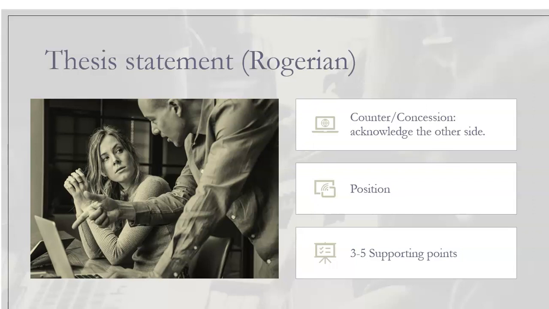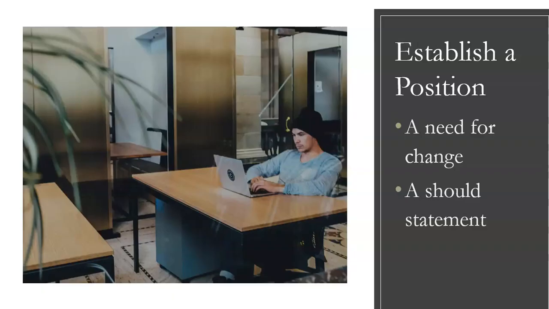The counter or the concession is just that acknowledging of the other side. Your position in this case that I'm discussing, it's the position that a change is needed. So you're actually discussing a needed change. And then the 3 to 5 supporting points are really the reasons for the needed change. So to establish a position, you're going to decide, well, what change is being needed here. Maybe you found that there's a water shortage and that if we don't change some things, there could be some repercussions of that. And that typically comes with a should statement.